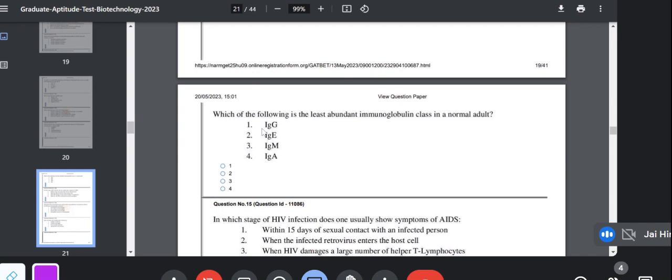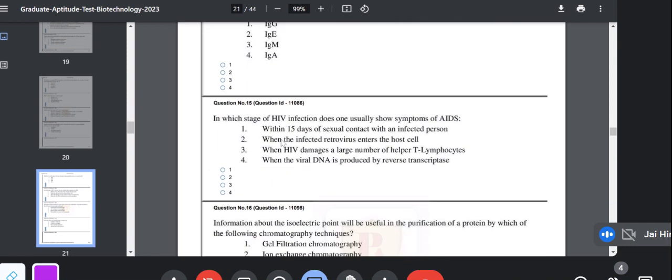First, which is the most abundant? IgG is the most abundant, around 80%. IgA is around 15%, IgM is around 10%, IgE is less than 1%, and IgD is less than 0.5%. So five antibodies are there. Among these, IgE is the least abundant that they ask.